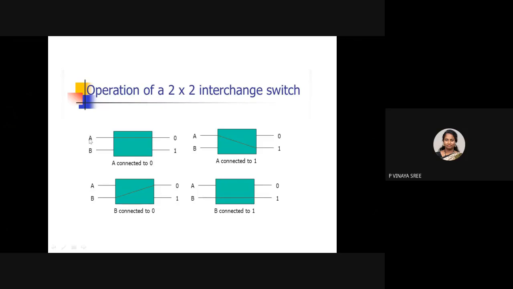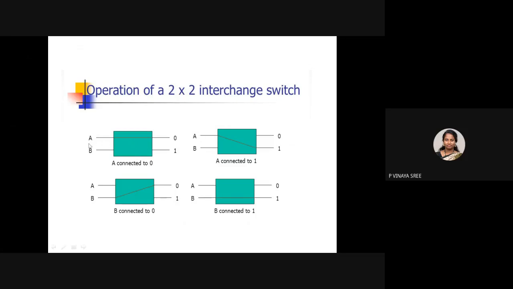So here if A wants to connect with output 0, in this way it will be connected, and if A wants to connect with 1, A is connected to 1, and input B is connected to 0 and B connected to 1. In this, if two inputs A and B want to connect to 0, it is not possible. Only one will be connected and the other one will be blocked.